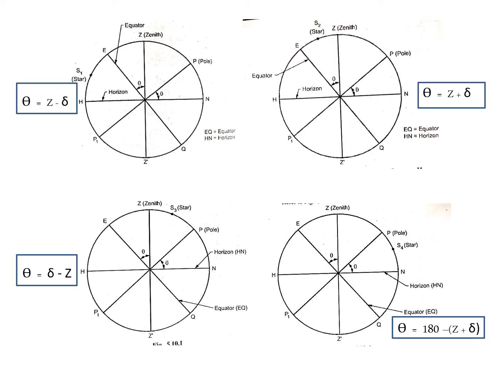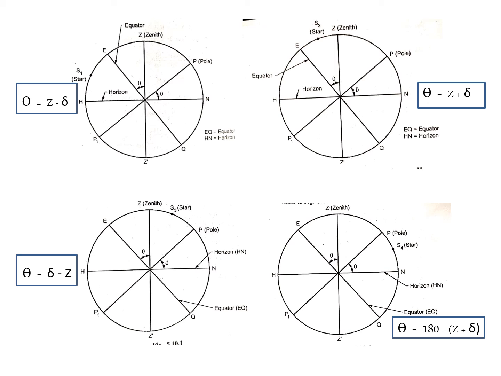So easily you can find out the value of theta, because all this comes into the first quadrant, or this segment. So just by arithmetic operations you can calculate theta. When it comes to here, theta becomes Z plus delta. Now when this is S3, theta is equal to delta minus Z. You can just see here the difference: delta minus Z, and this is, sorry, Z minus delta and delta minus Z.